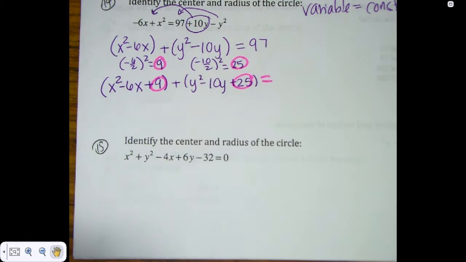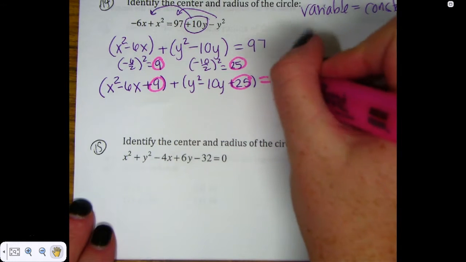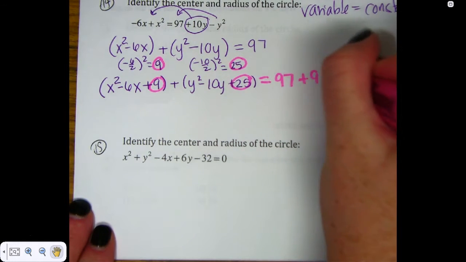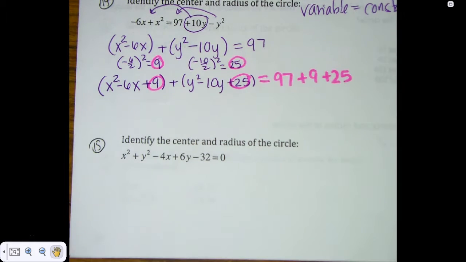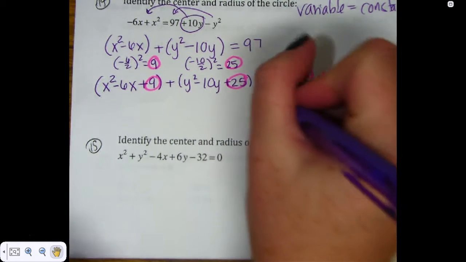I also have to add it to the 97 that already existed. I have to balance the equation. If I add it to the left, I have to add it to the right. That's how an equation works, okay? So I have to add these numbers, and I get 131 on this side, I believe.